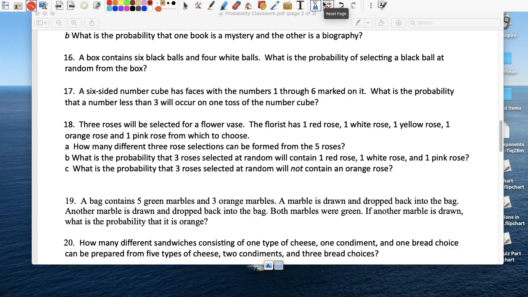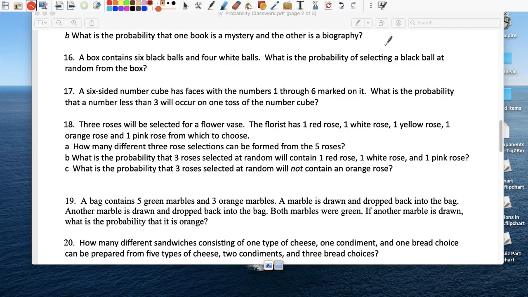What is the probability that 3 roses selected at random will contain 1 red, 1 white, and 1 pink? Well, what's the probability of getting a red rose? It would be 1 out of 6. What's the probability of getting a white rose? Well, it'd be 1 out of 5 because the red rose was already selected, right? And what's the probability of getting a pink rose? It'd still be 1, but out of 4 because the red and the white have already been selected. So this is 1 over 20.